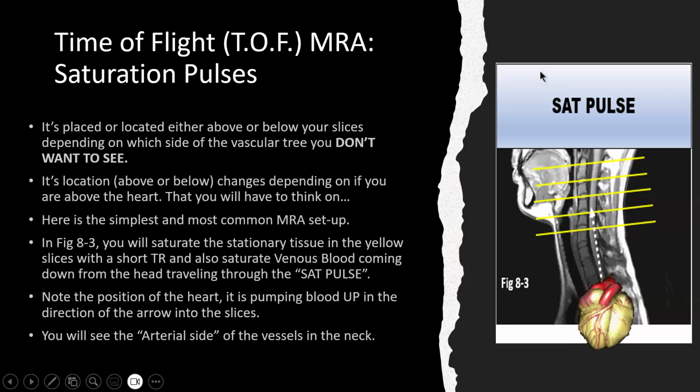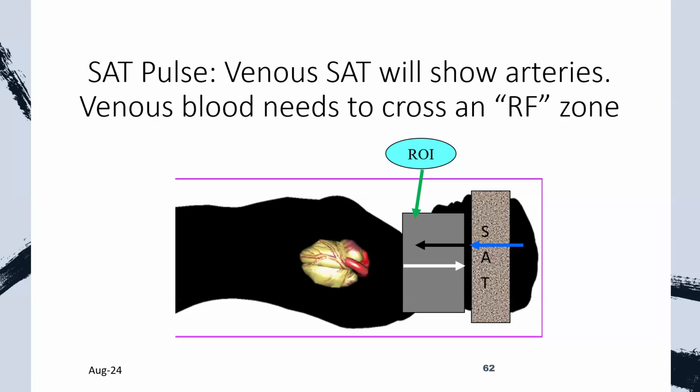We've got venous blood coming down at the same time. You're going to put a sat pulse above, so that venous blood coming down is going to get RF before it comes in and gets more RF. So it saturates the venous blood coming down. Okay. They love to ask this kind of question. Where do you put the sat pulse? Are you above the heart or below the heart?